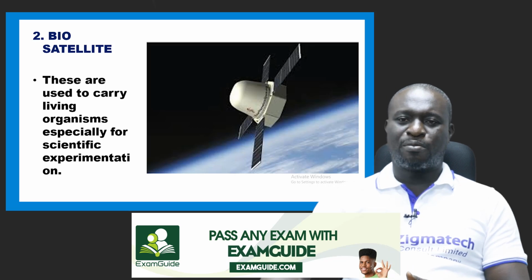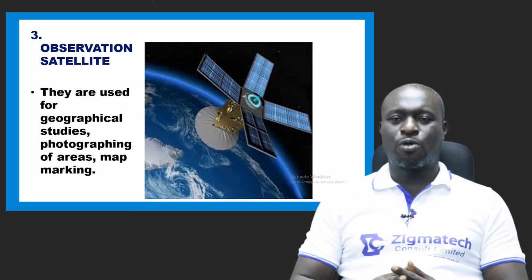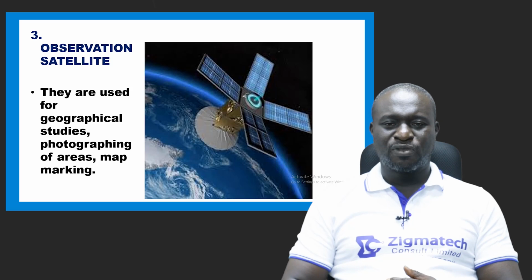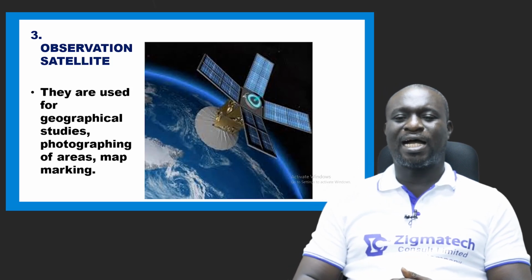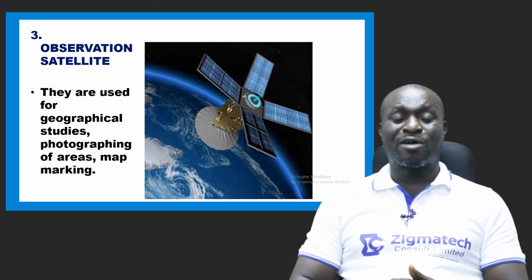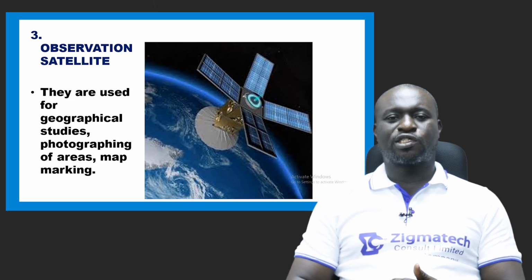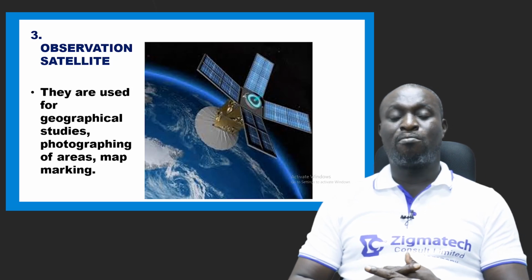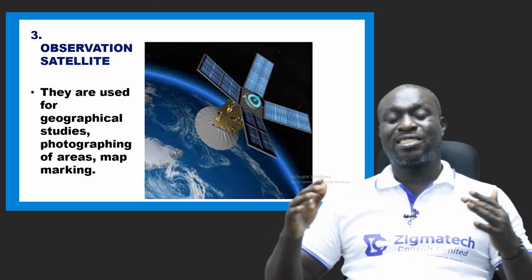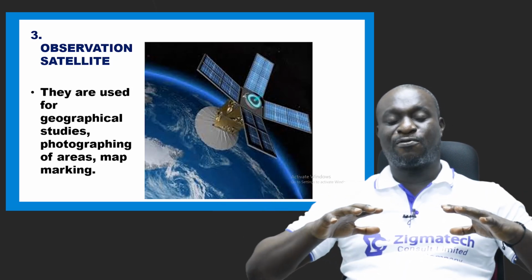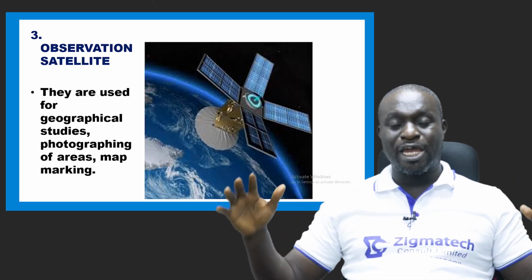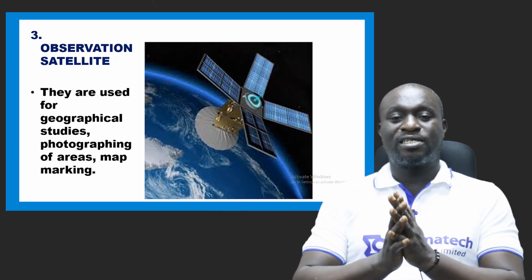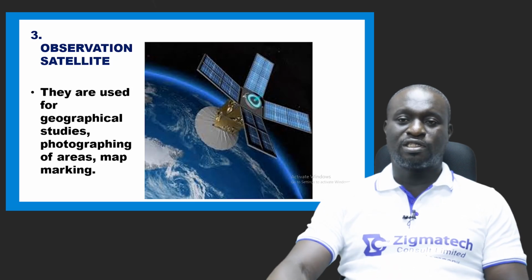All right? Number 3, we have observation satellites. Now, observation satellites are used for geographical studies. They are used also for photographing areas. They're used for map making. So most persons that make maps, most persons that photograph a particular zone or area, they use this observation satellite.